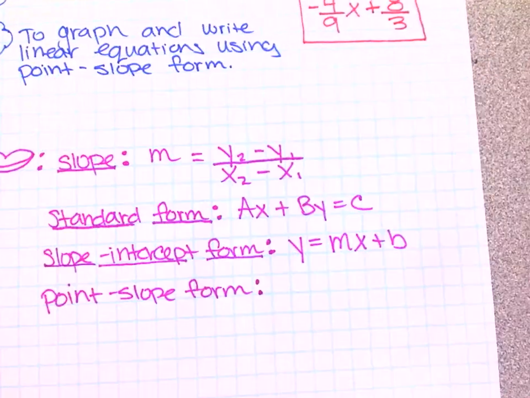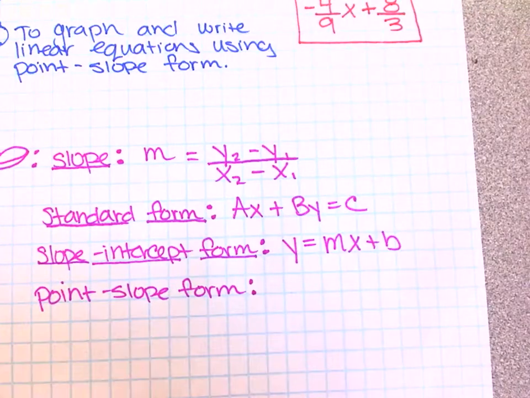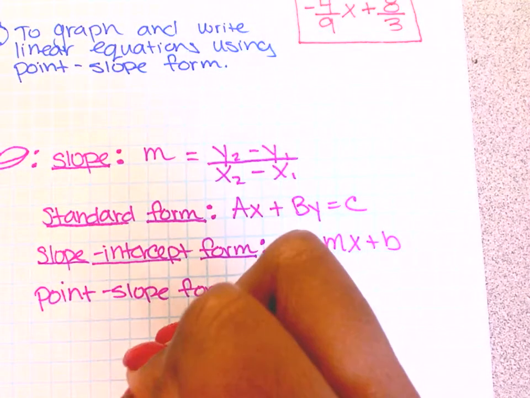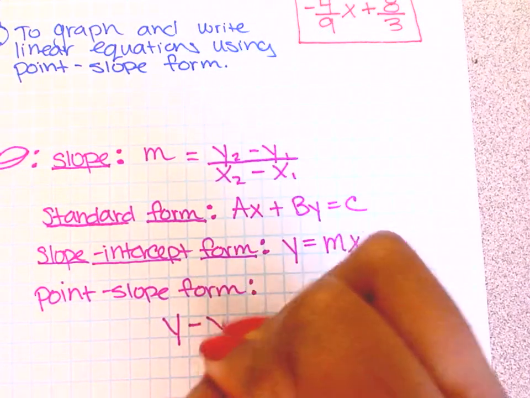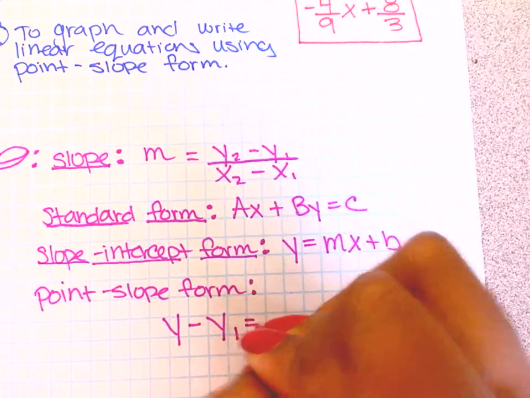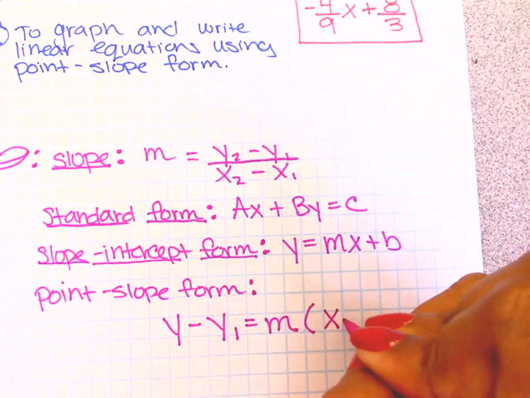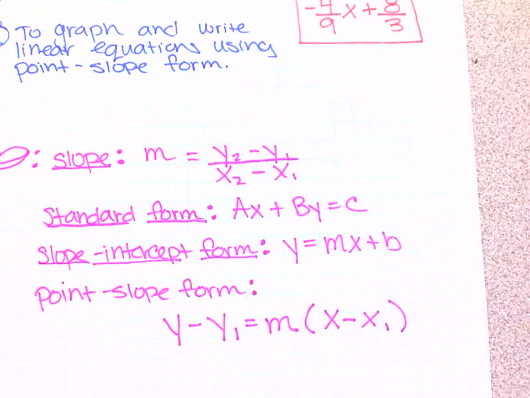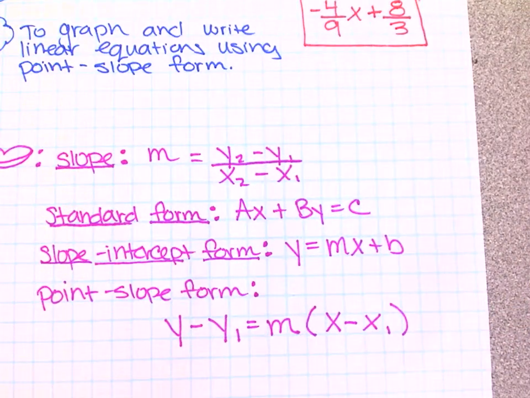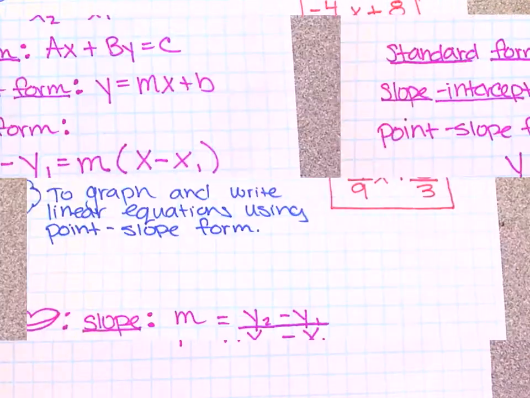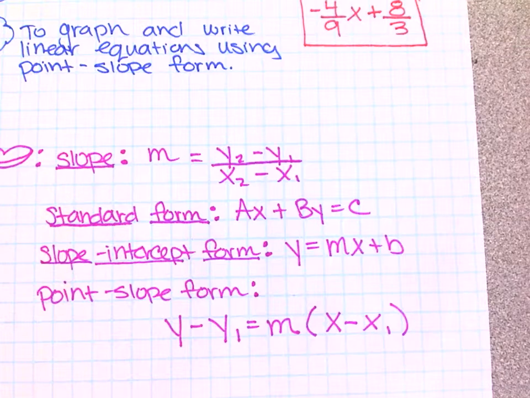Here we go, and you're going to highlight this after you write it. Point-slope form is y minus y1 equals m, which is the slope, times the quantity of x minus x1. Let me tell you what each of those parts represents. Okay? I'll use purple.